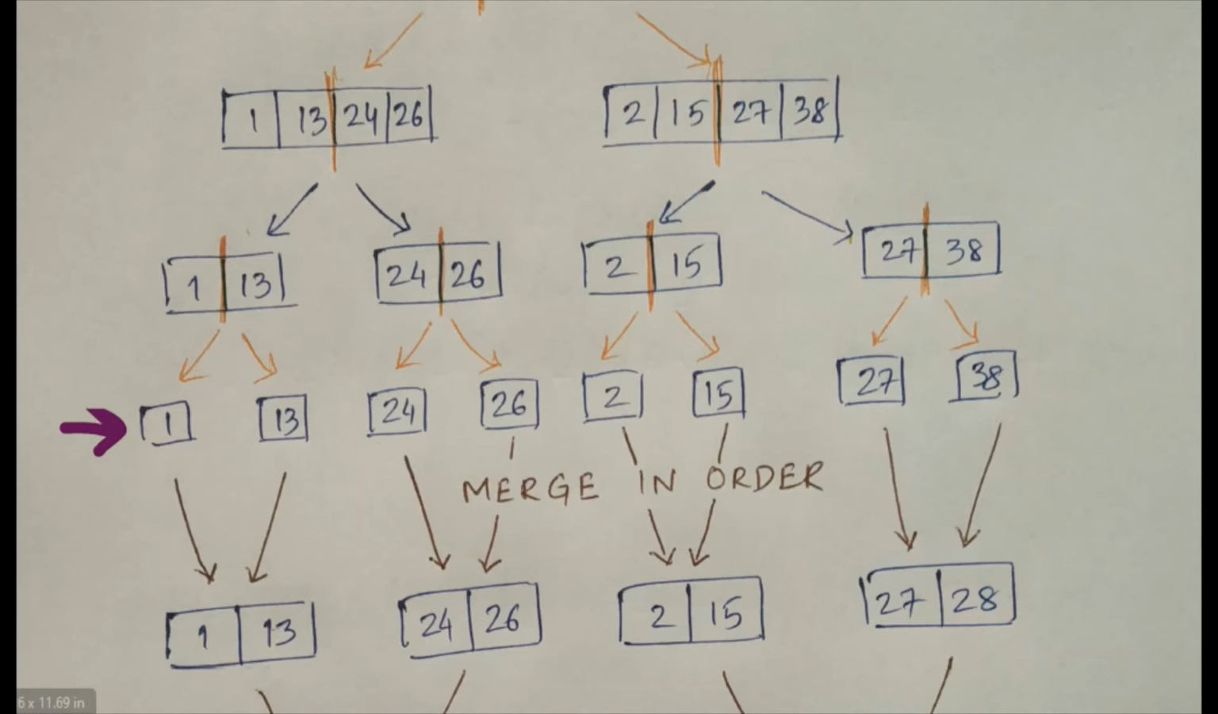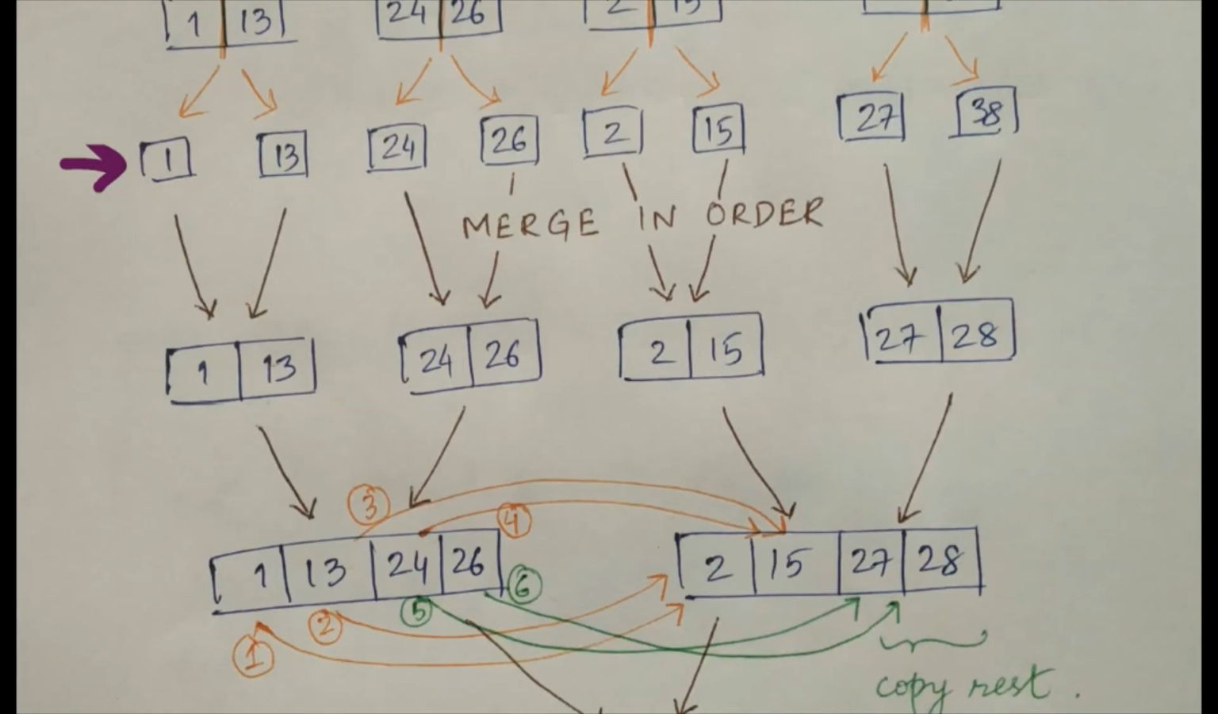But then we try to combine these, the leaf nodes, to form the root node, but in proper order. So 1 and 13 is already sorted. When we combine, we put them together. 24, 26 already sorted, you put them together. 2 and 15 already sorted, you put them together in the same way. 27, 38, this is 38.